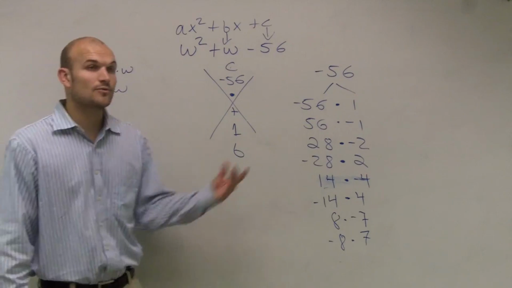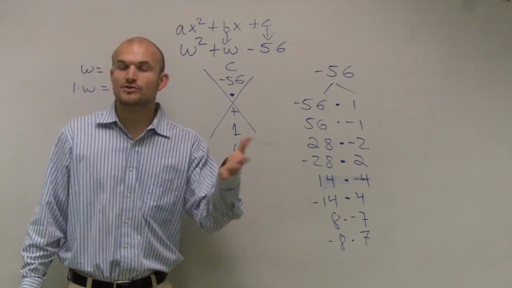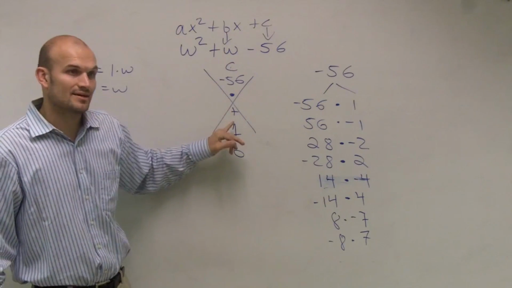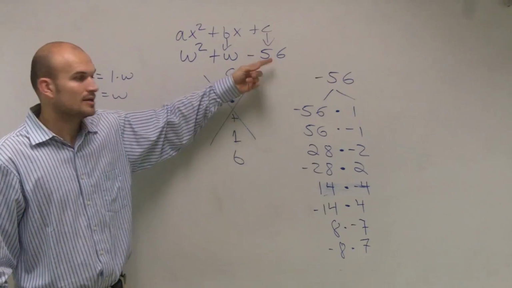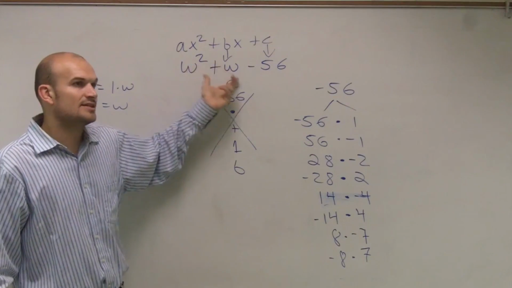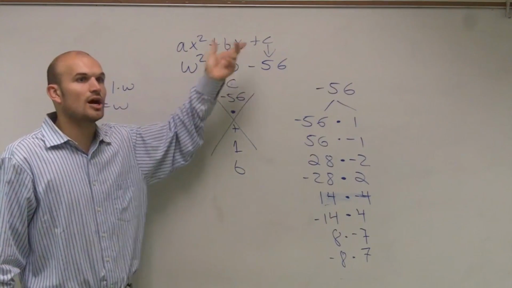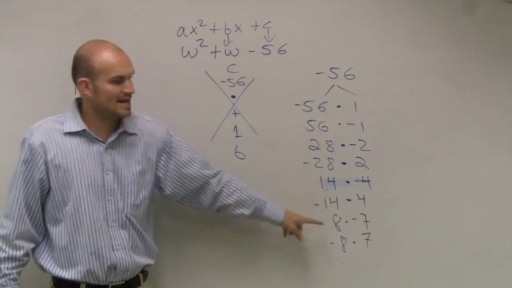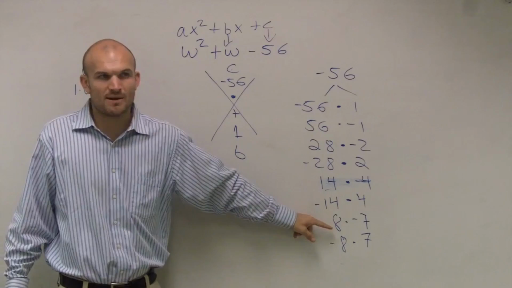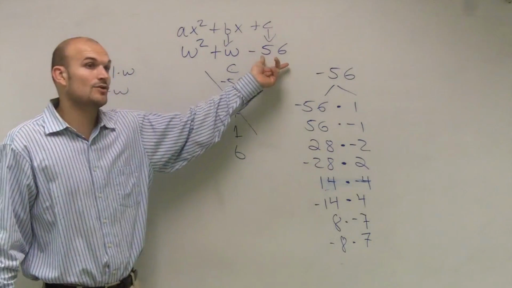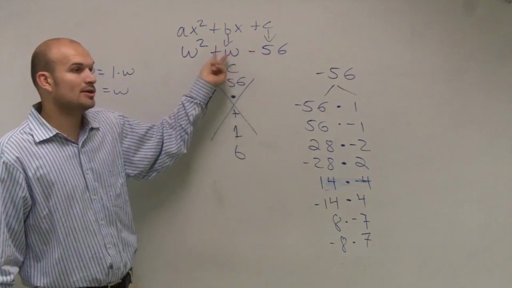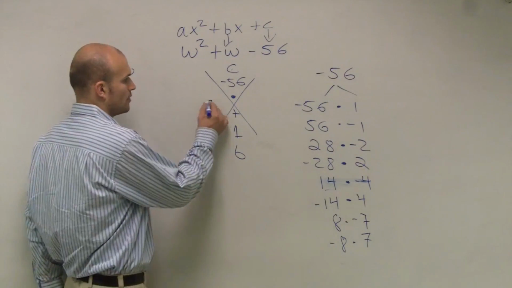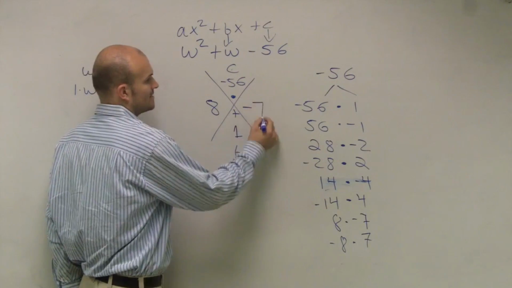And yes, they do. Now, the one thing to notice, you can start doing these in your head and think about them. Look at your middle term. If it's positive and you have a negative c term, then the larger factor also has to be positive. So I automatically know that 8 had to be the positive one. Since this was negative, I know I had to have a positive and a negative. But when my middle term was positive, I knew that the larger factor had to be positive. So therefore, I have a positive 8 and a negative 7.